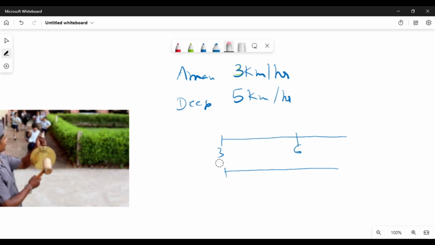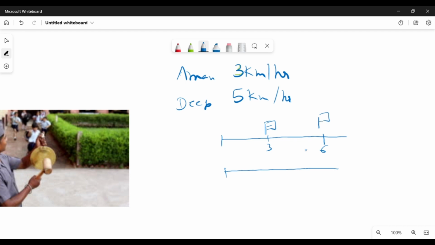Here it will be 0. We have to start from 0 now. So here it will start from 0. This is the starting position. After 1 hour, Aman will be here and he will place a flag here, and after 2 hours he will be here and he will place a flag here.